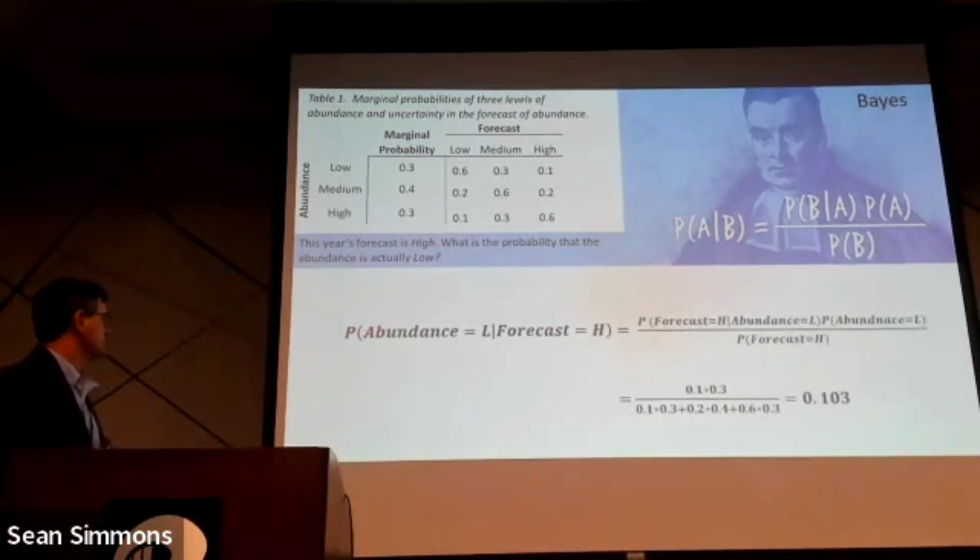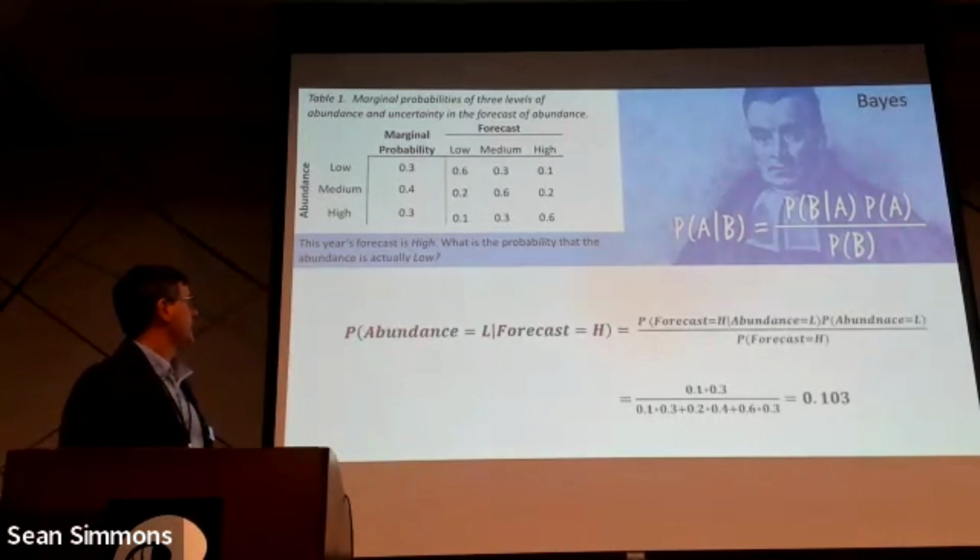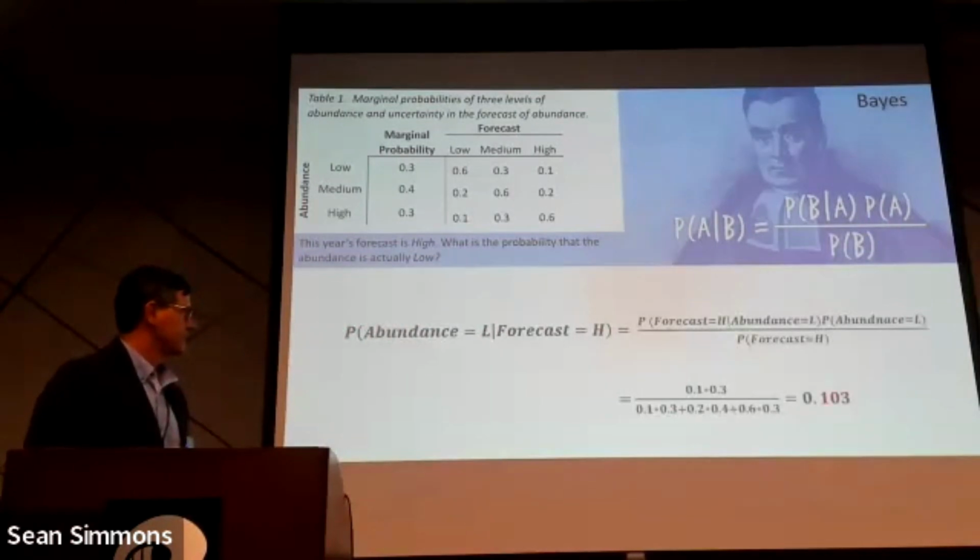So the question is, what is the probability that the abundance is equal to low, given that our forecast is high? And if we think through all this stuff and we plug in the right numbers, all the information is supplied in this table up here. So we can actually calculate it right here. And the answer turns out to be 0.103.